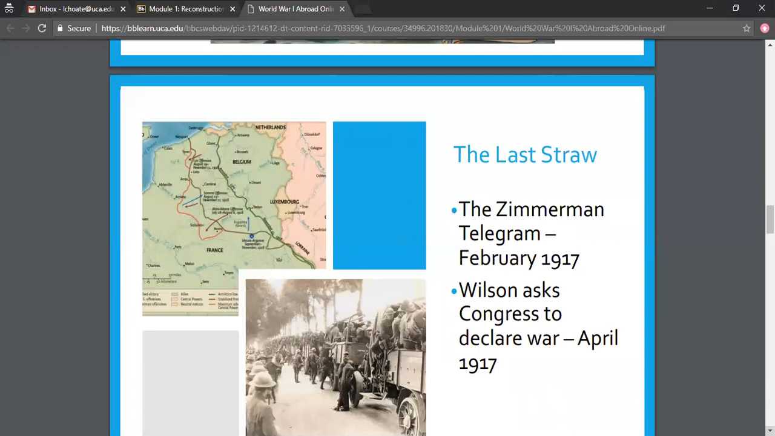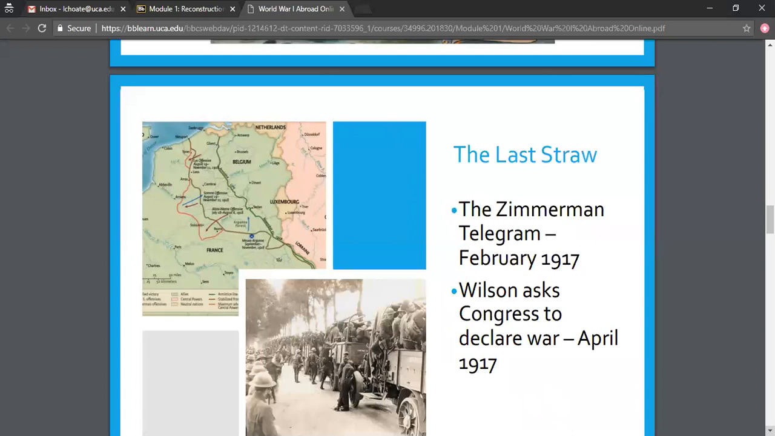So they promise Mexico that if they attack the United States, that when Germany and Austria-Hungary win the war, then they will give Mexico back all of the territory that it lost to the United States during the 1800s. Now, this is basically an act of war by Germany against the United States. They're asking Mexico to declare war on the U.S.